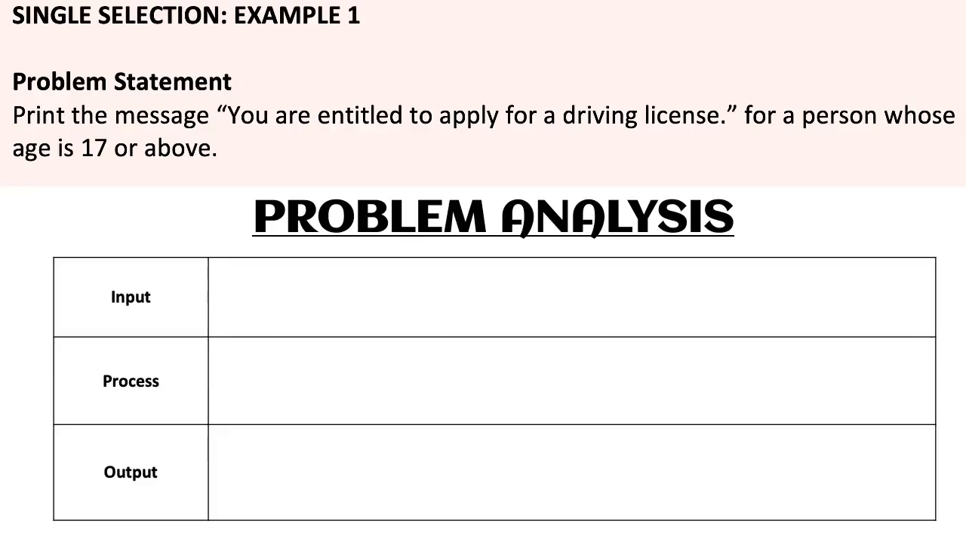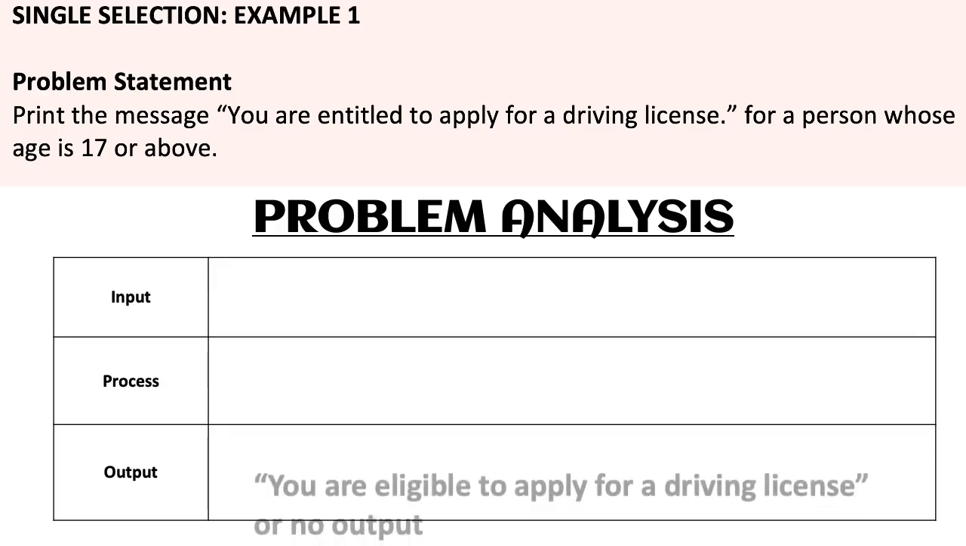So let's see the first example for the single selection case. The problem states that you have to print the message "you are entitled to apply for a driving license" for a person whose age is 17 or above. So logically, if the age entered is less than 17, then the output will not be "you are entitled to apply for a driving license". There will be no output if that happens. But if the age entered is 17 or above, then the message will appear. So let's do the problem analysis.